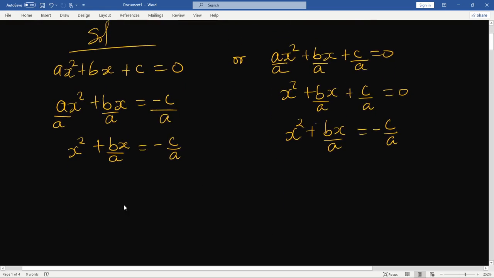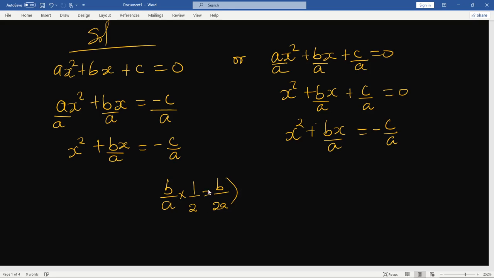Okay, now let me pick it up from the right hand side this side. Now what we do here is we get half the coefficient of x, not x squared, just x. So we get half the coefficient of x. The coefficient of x that we have there is b over a. We multiply this by half, it will just simply give us b over 2a.